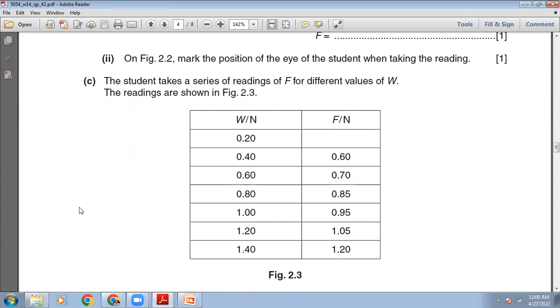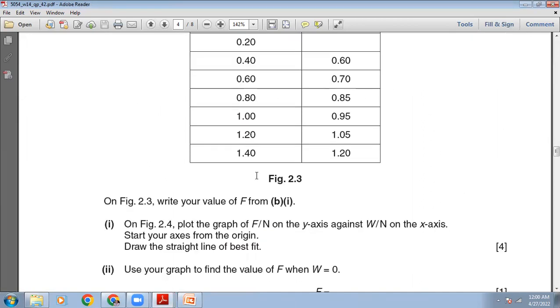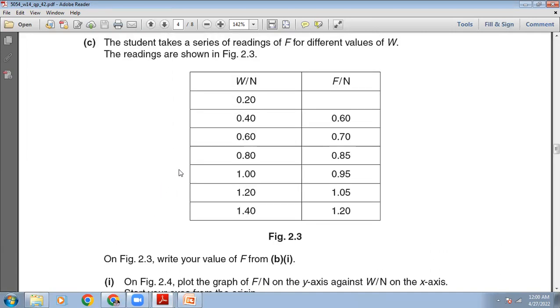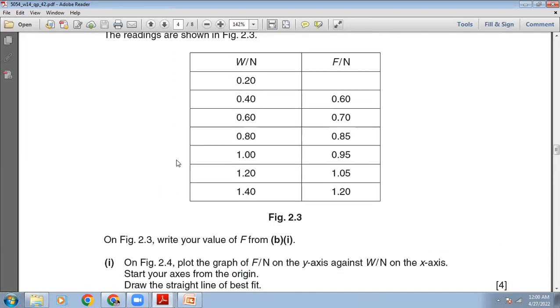The F value was 0.45, so you have to write here 0.45, because it says on the figure, write your value of the F from the first part. So that will be 0.45 Newton here.